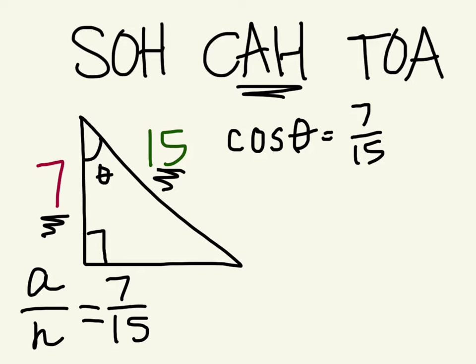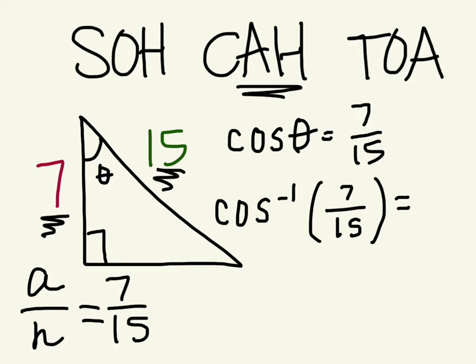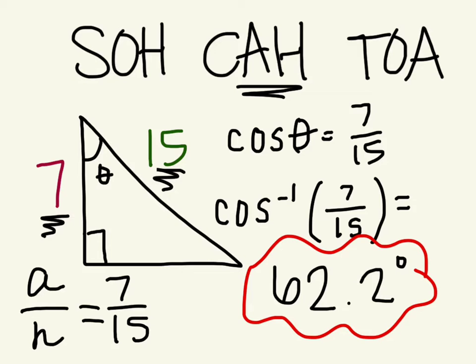So in my calculator, what I would type in is second cosine, which gives me the inverse of cosine. In parentheses, I would write 7 divided by 15. And the value of this is 62 and 2/10 of a degree. So theta right here is the angle measure of 62 and 2/10 of a degree.